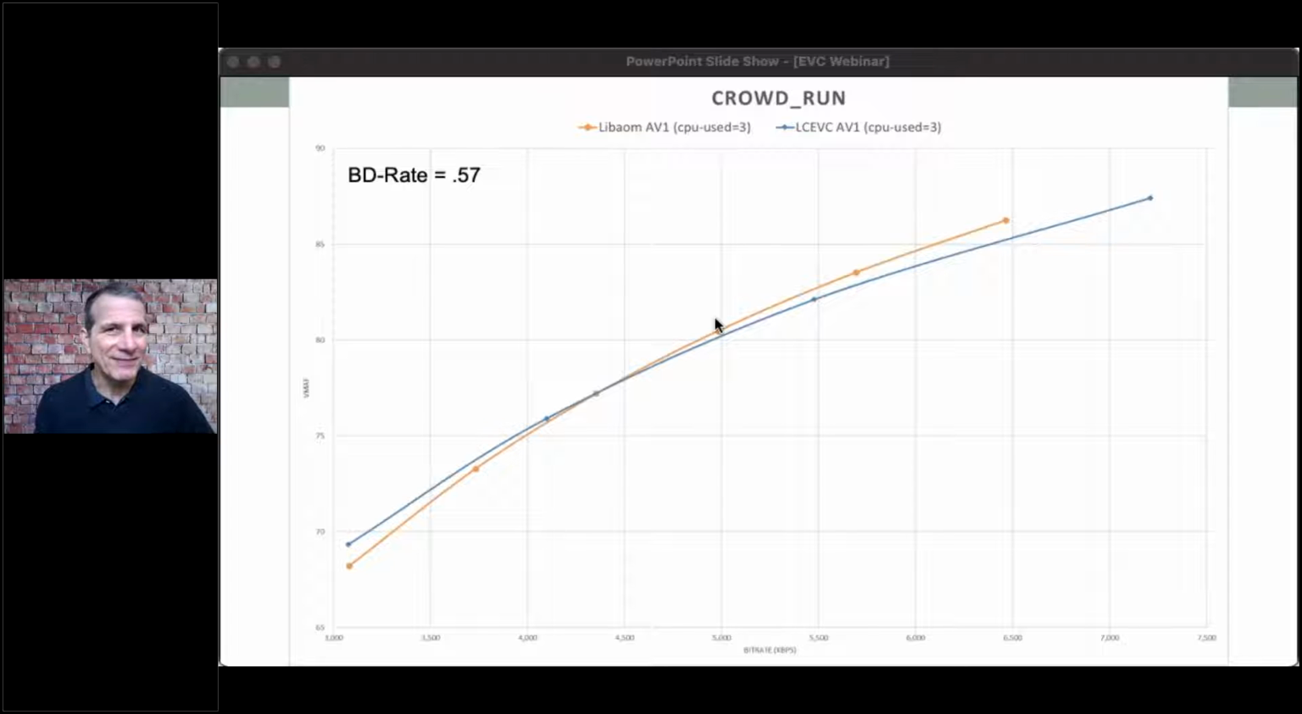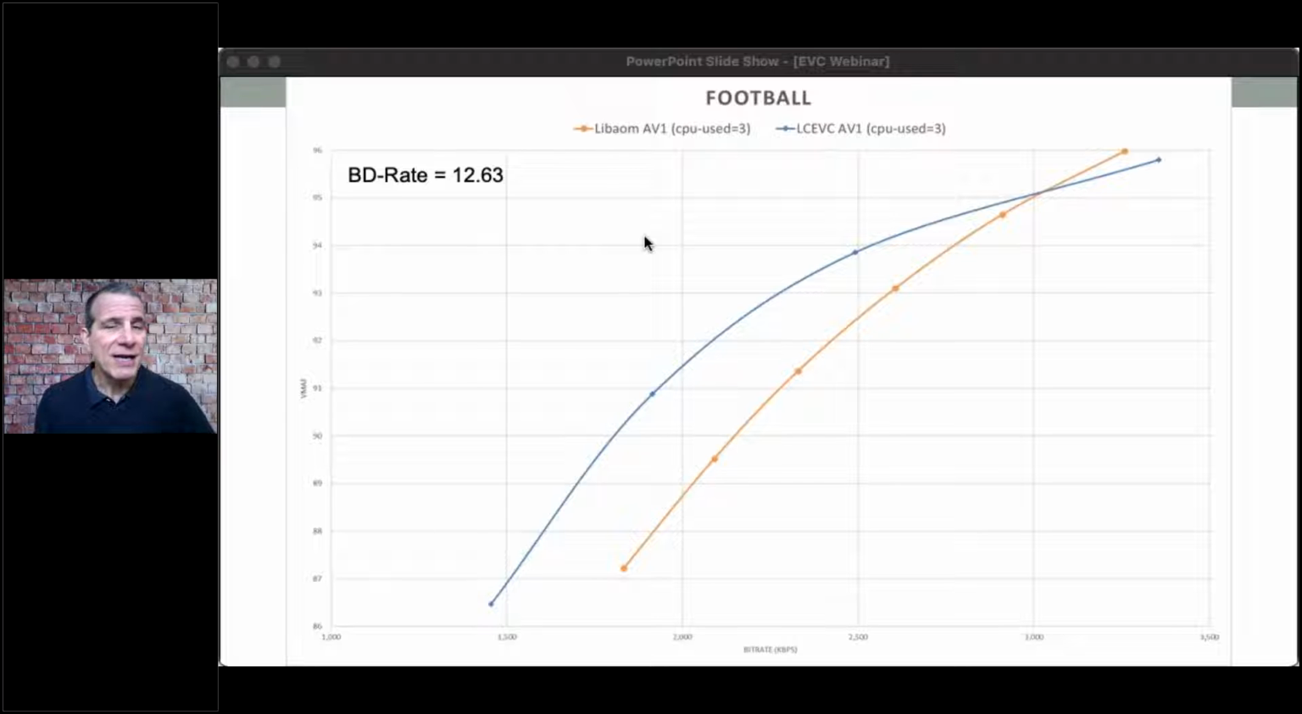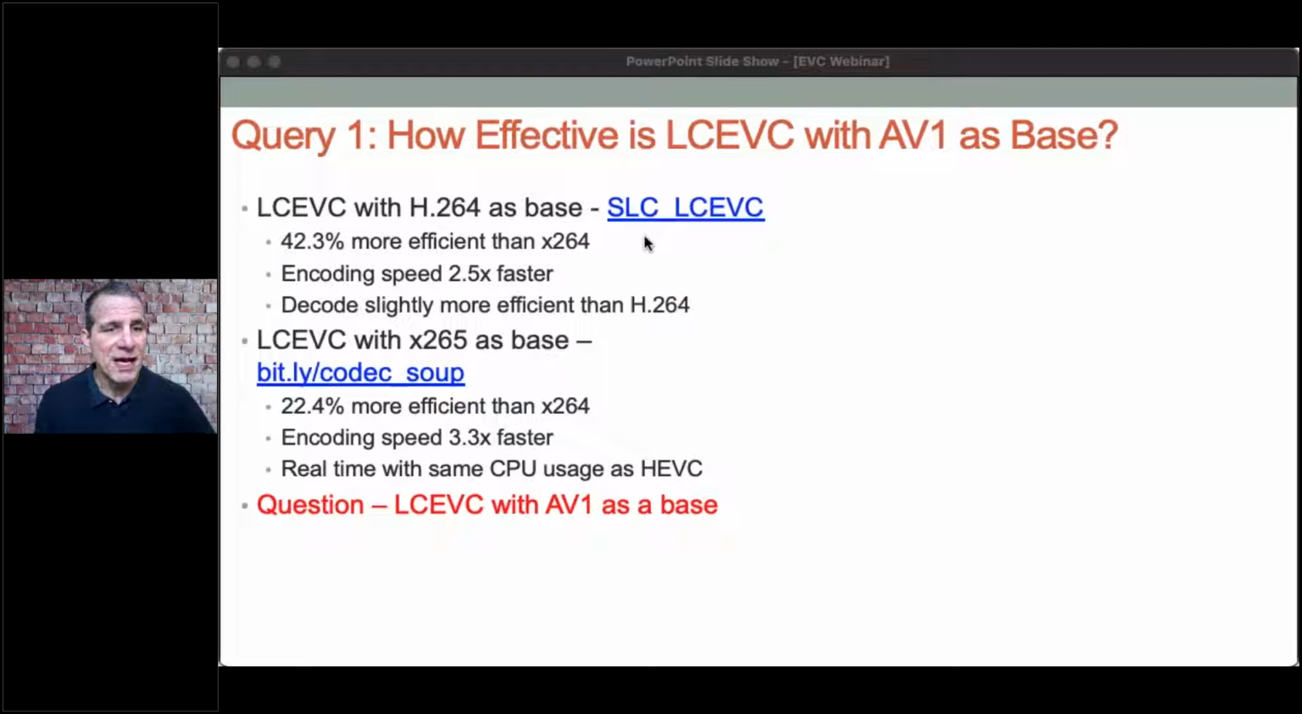CrowdRun is a terribly hard file to produce, and in this case, the BD rate benefit for LCEVC with AV1 as a base layer was 0.57, not all that great. On the other hand, with Euro Truck Simulator 2, it was 15.75, and with Football Clip, it was 12.63. With Electra, which is the movie clip that we tested, it's around 20%. So that was pretty impressive. So it's 12.4% more efficient than AV1 standalone if you combine the results for all 4 files that I looked at.